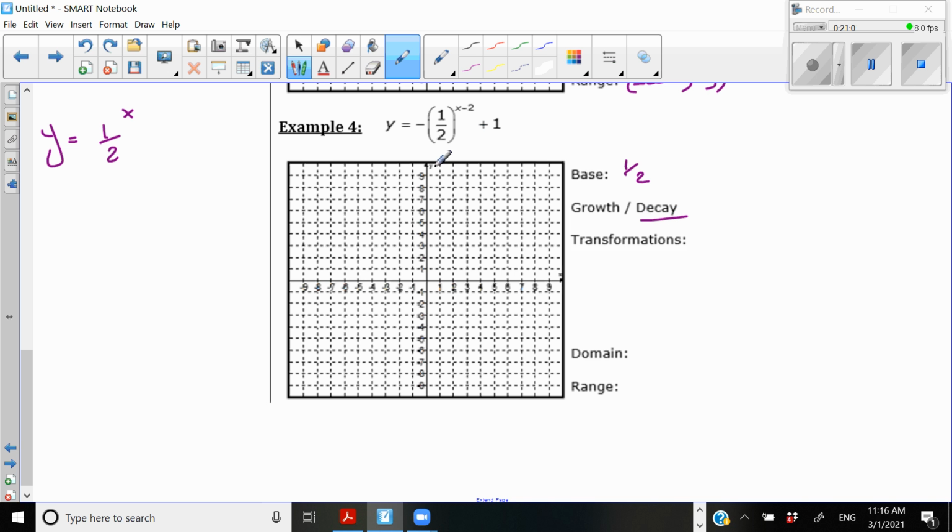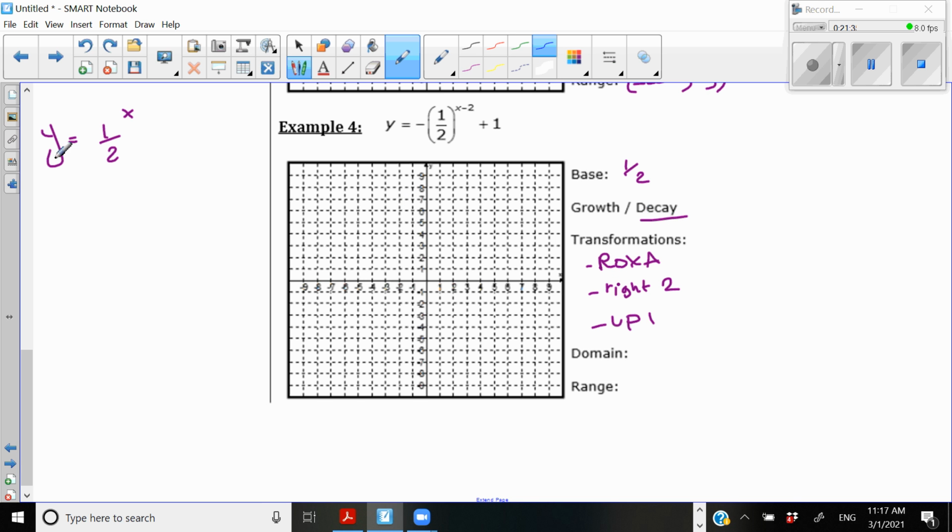So what transformations do we see? First of all, we see a negative here. That means reflection over the x-axis. Then we have x minus 2. We are subtracting a number from x, so that means the function is going to move right 2. And we are adding 1 to our function, so we add 1, it will be moved up 1. So these are the 3 transformations that are happening to our function.